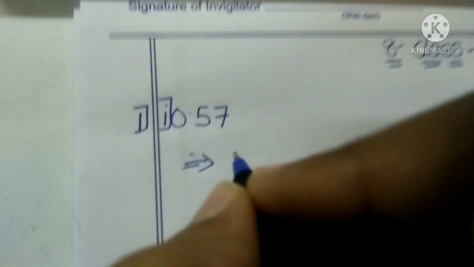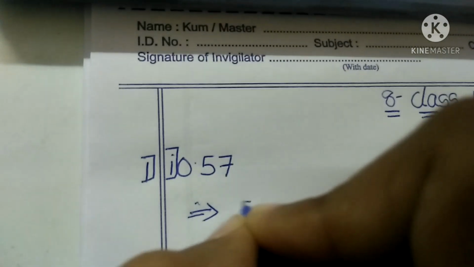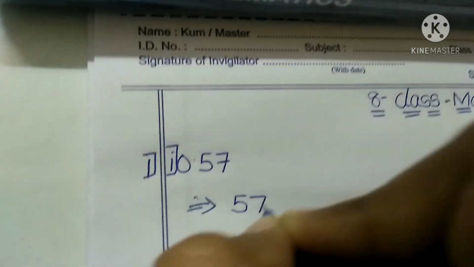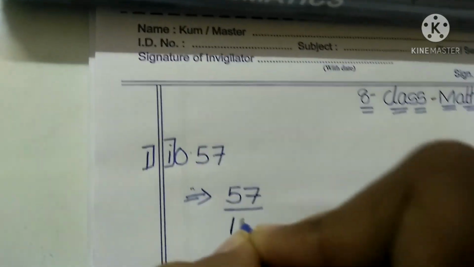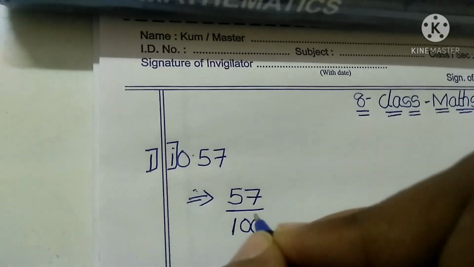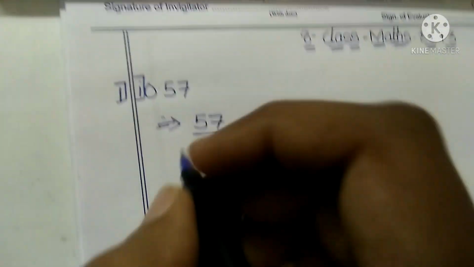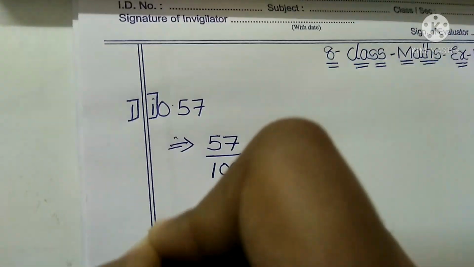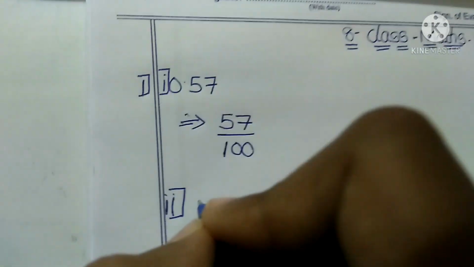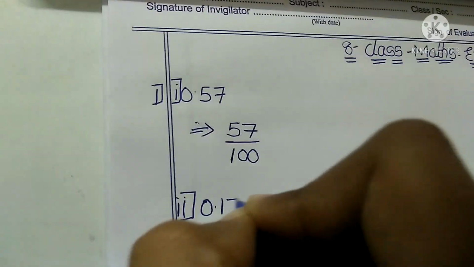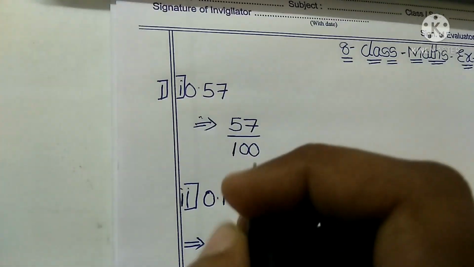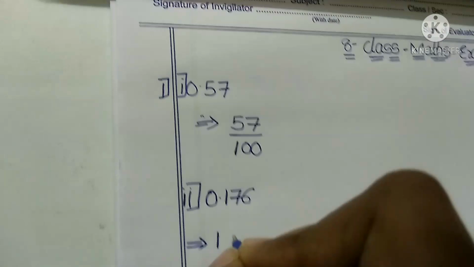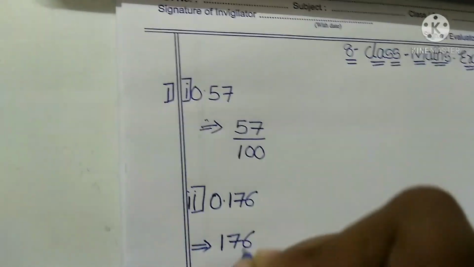Here the 57 is after the point, it is at the hundreds place. So we will get 57 by 100. Now let us see the second question. They gave 0.176. Here the 176 is at the thousands place. So we will get 176 by 1000.